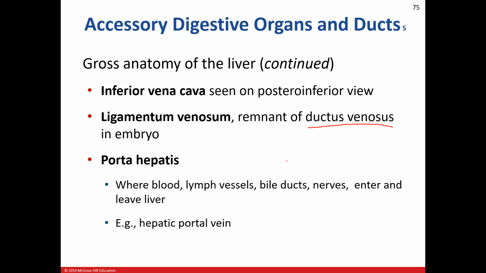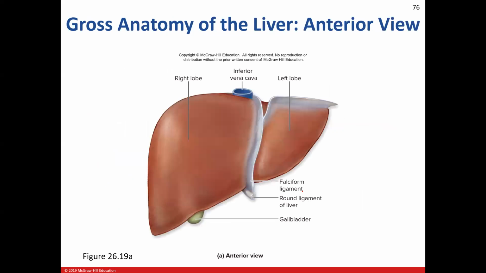Now, the remaining structure here, the Porta Hepatis, is basically the entrance and exit into the liver, where blood vessels, nerve structures, and lymphatic vessels are going to enter and exit the liver, and also where our bile ducts will come out and enter into the gallbladder. So that structure is called the Porta Hepatis.